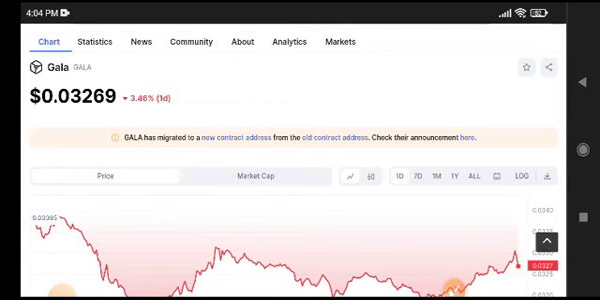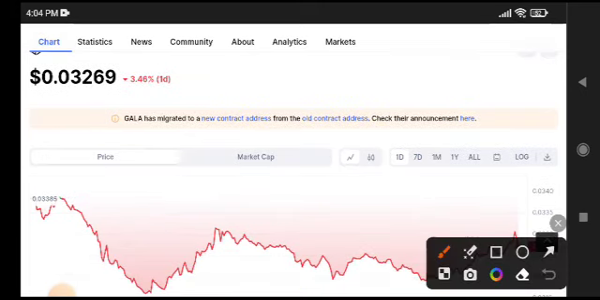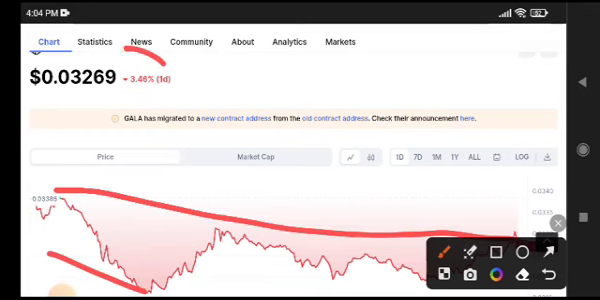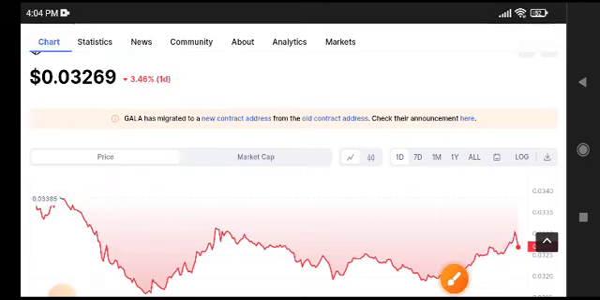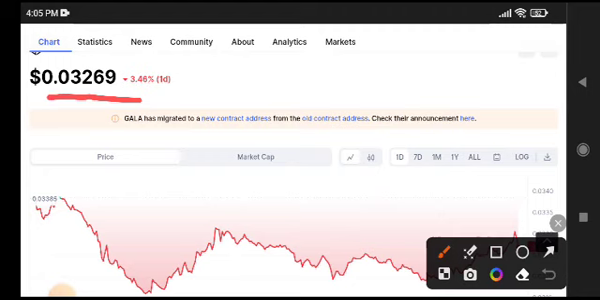Gala token recently, you can see that the price is continuously jumping, guys. And if we look at the price chart, the market is completely in a downtrend, guys. A 3.46% negative change has occurred in the Gala token, and 0.03269 is the current price of Gala token, guys.